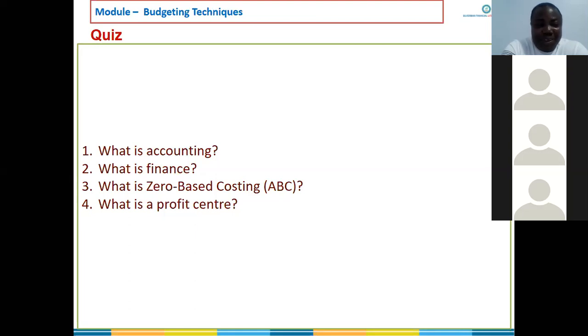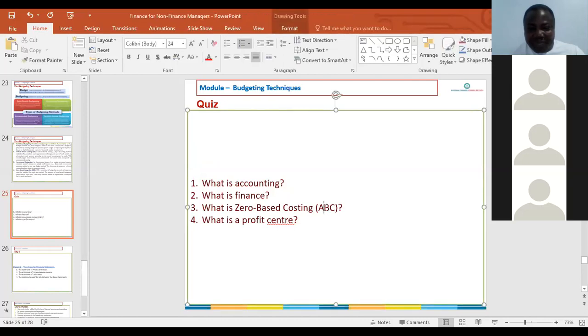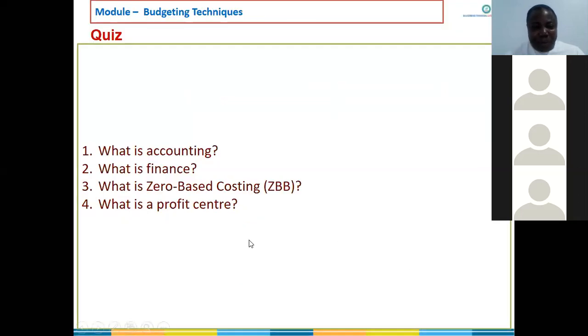Then what is zero-based costing? Actually, I confused you over there. It should be zero-based budgeting, ZBB, not ABC, which is activity-based costing. So when you start from zero for every budget year, you start from scratch. That's not commonly used, and it's very difficult. So zero at every budget period. And activity-based is the costs that are incurred by the activity to either generate profit or loss. So that's activity base, and this is zero base.